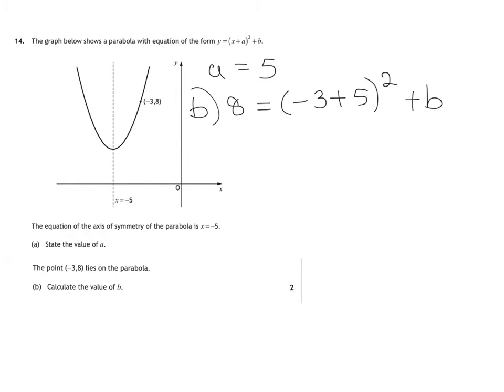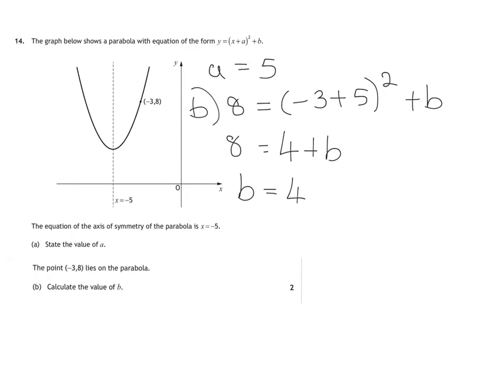So subbing in the numbers that we know. So y is 8, so it goes in there. So 8 is equal to, bracket, whatever x is, and our point there it's -3, plus, we've already said what a is, +5, all squared, plus b. So we need to tidy this up. -3 plus 5 is +2, +2 squared is 4. So 8 is equal to 4 plus b, therefore b has to be 4.